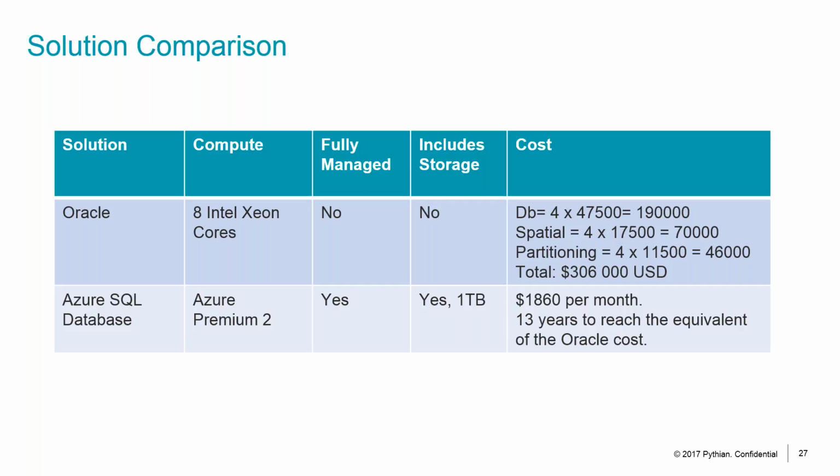And when we did the exercise for Azure SQL Database, and like I mentioned, on the Premium 2 tier of Azure SQL Database, they were already getting better performance. That was about $1,860 per month, right? So it would have taken 13 years to reach the equivalent of the one-time Oracle licensing. And we're talking about a product, Azure SQL Database in this case, that already includes up to 1 terabyte of storage. It's fully managed by Microsoft, so it doesn't require you to make a hardware investment.